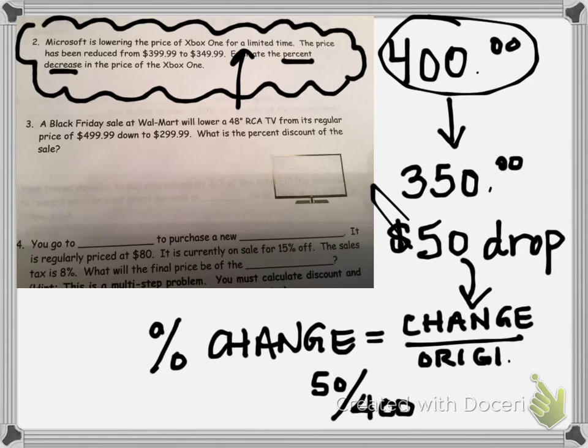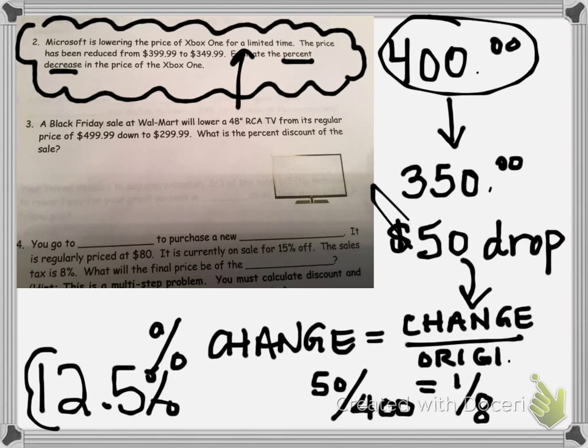If you divide that out on your calculators, or if your number sense is pretty quick, you're actually going to get that 50 out of 400 is 1/8. And on the calculators, or by hand, if you divide that out, 1/8 will give you a final answer of 12.5%.